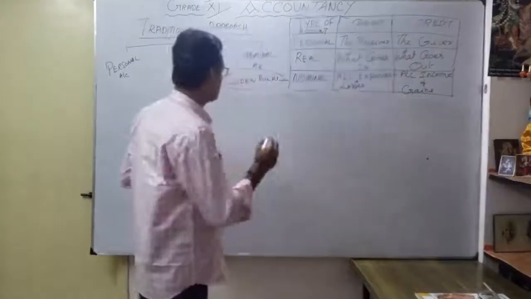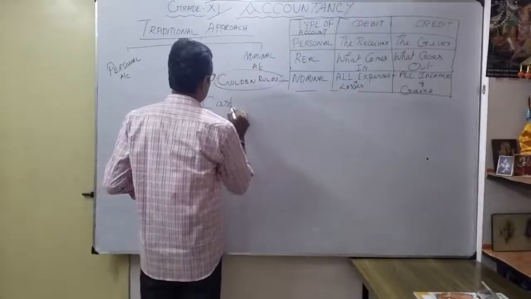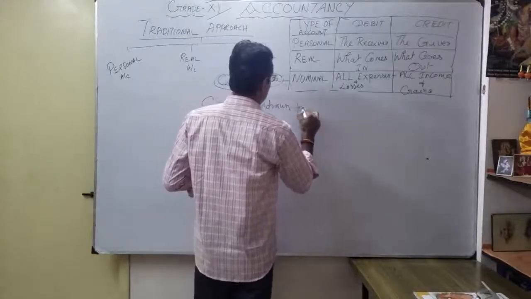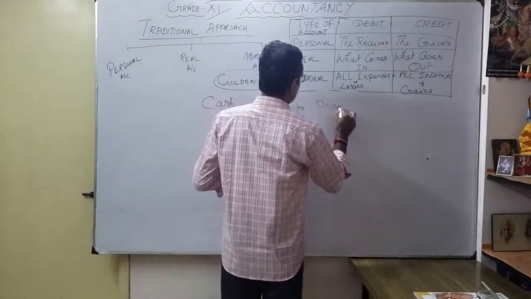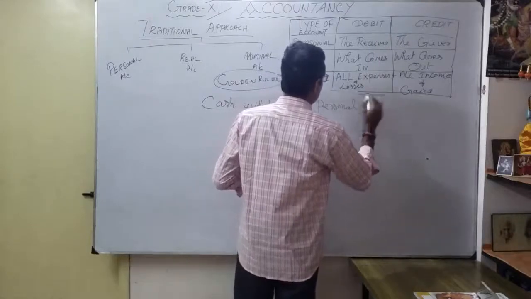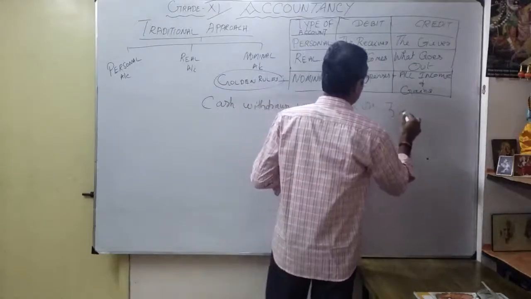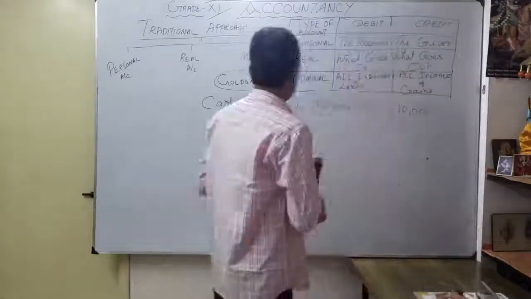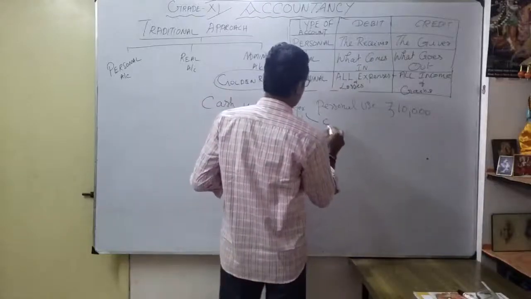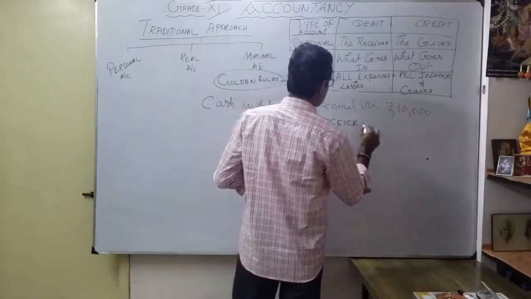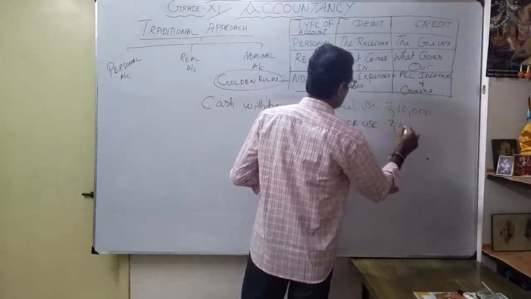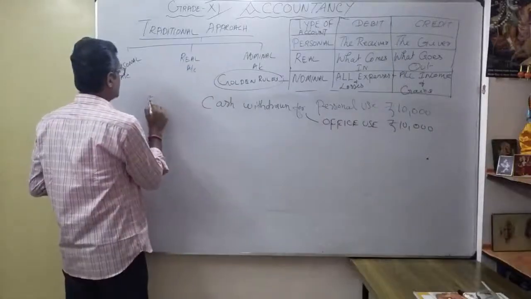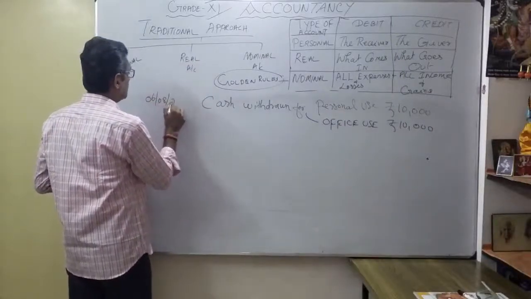For example, see here, cash withdrawn for personal use. Okay, how much? For example, 10,000. Then here, not personal use, but office use, same amount. So I will differentiate between these two transactions. Maybe the date is some 6th August 2000.